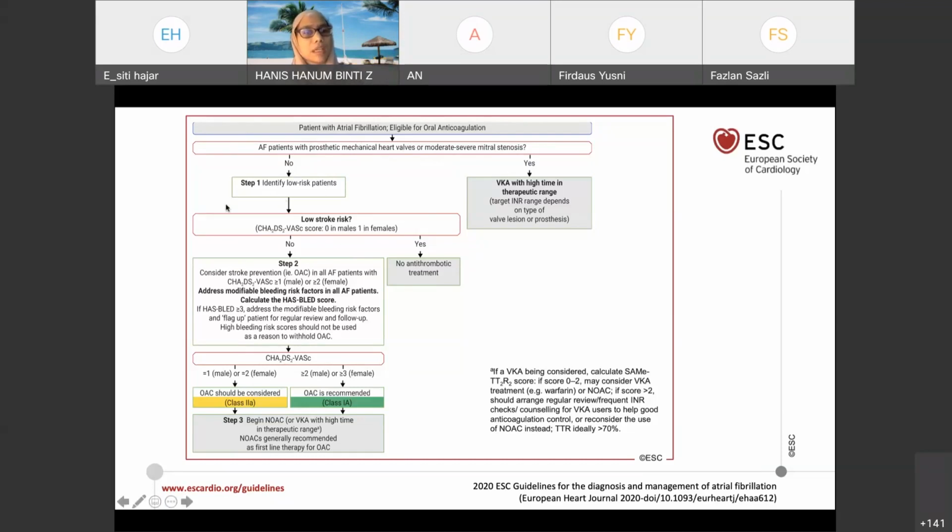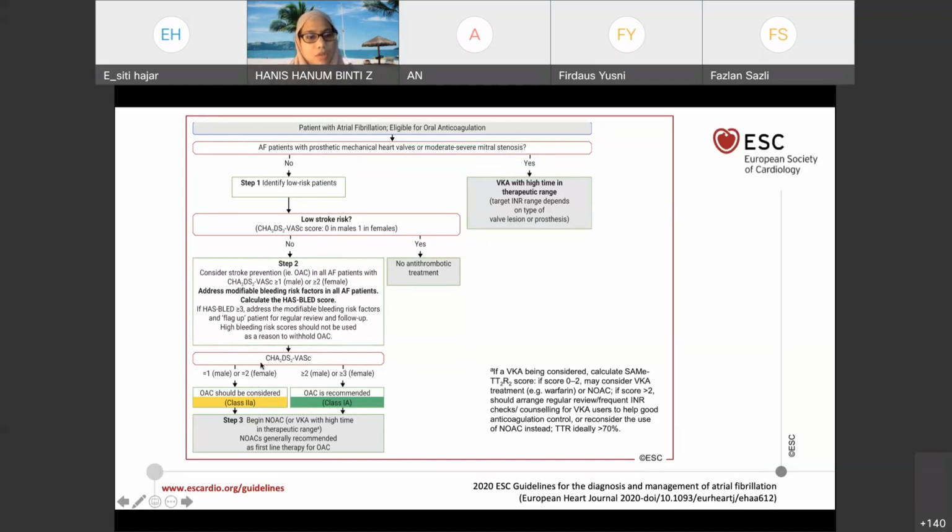First of all, you need to identify which risk they belong to. So kalau they are at low risk of stroke, maknanya yes ni, you don't need to give antithrombotic. Antithrombotic tu anticoagulant lah. But if they are not in the low risk of stroke, you go to step 2, straight away you need to calculate the punya CHA2DS2-VASc score and the punya HAS-BLED score. HAS-BLED score ni is a score to look at the risk of bleeding. We will look at it later.